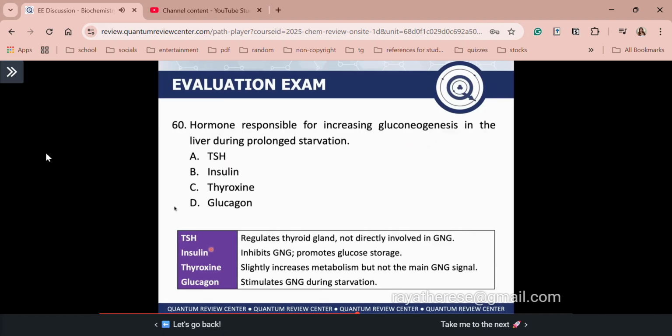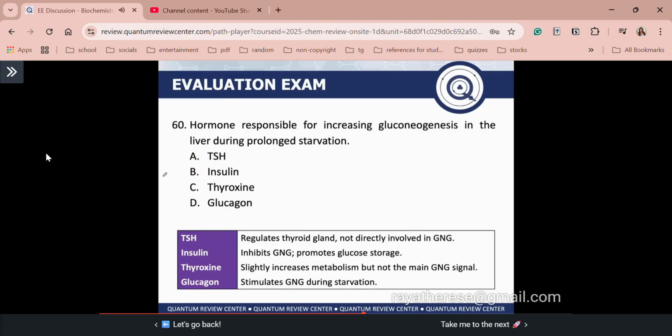Class, so TSH is your thyroid stimulating hormone. Okay? So this is produced by your pituitary gland that signals the thyroid gland to release your thyroid hormones. So that's hindi siya directly related to our gluconeogenesis expression. Letter B, of course, the insulin, it will increase glucose uptake. So actually, gagamitin niya kasi glucose instead of inducing the production of it. So obviously, letter B is an incorrect answer. Letter C, thyroxine, of course, this will slightly increase your metabolic pathways but not the main GNG signal. Vague na hormone ito, so it can increase the activation of different metabolic pathways and thus is not specific for GNG.